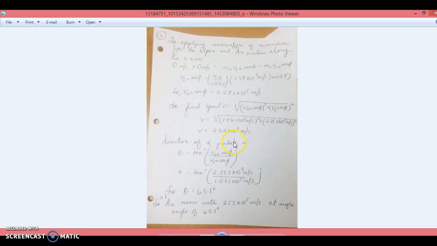Similarly, to get the direction of the gold nucleus, we take the tangent inverse of the y component over the x component, y component being v final n sine of phi, and x component being v final n cosine of phi. We put in these values and we get 65.1. So the gold moves with a speed of 2.52 × 10^5 meters per second at an angle of 65.1 degrees after the collision. Thank you.